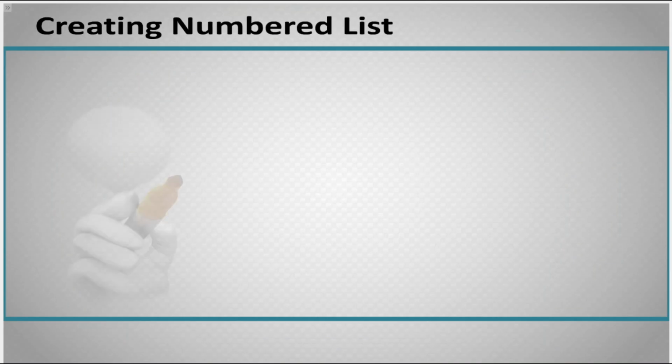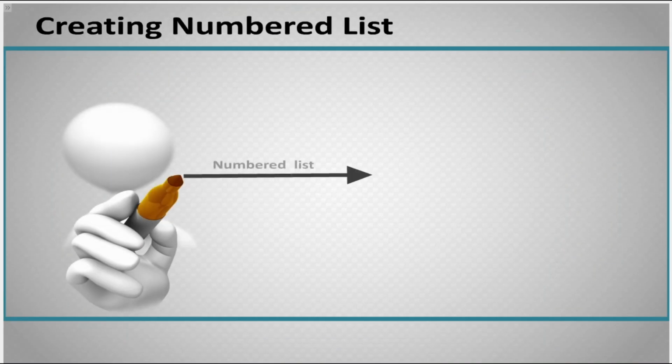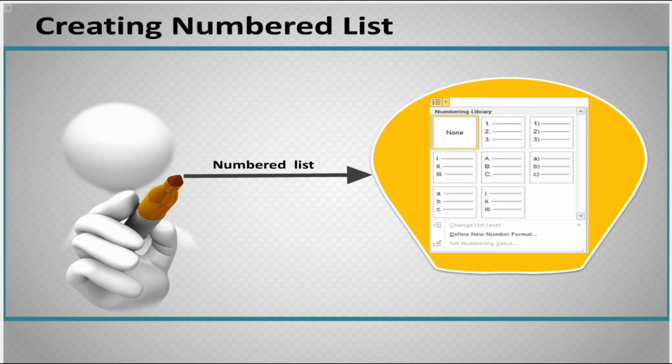To create a numbered list, click in the document where you want to add the list. On the Home tab, Paragraph group, click the Numbering button. Type the text for the first list item. Press the Enter key to add the next list item. To end the list, press the Enter key twice.